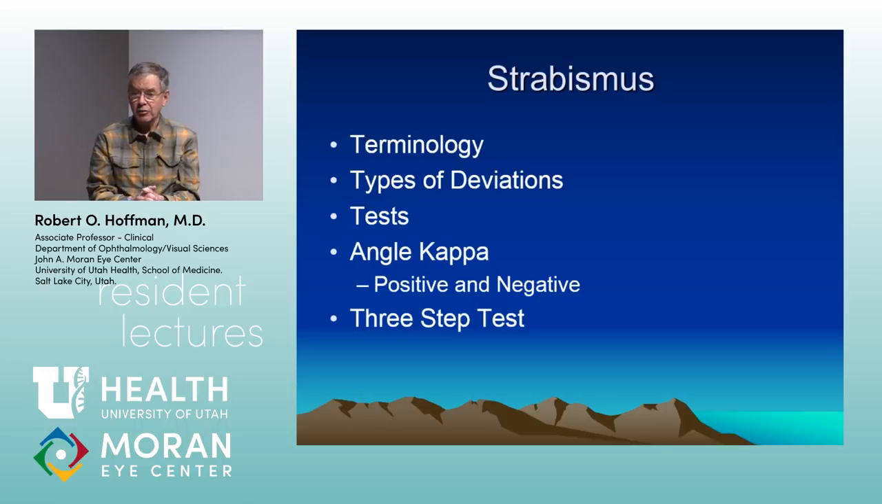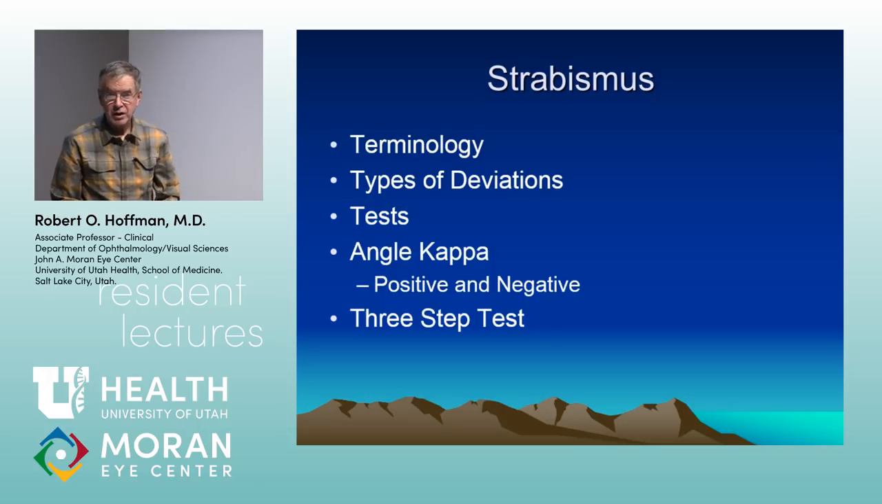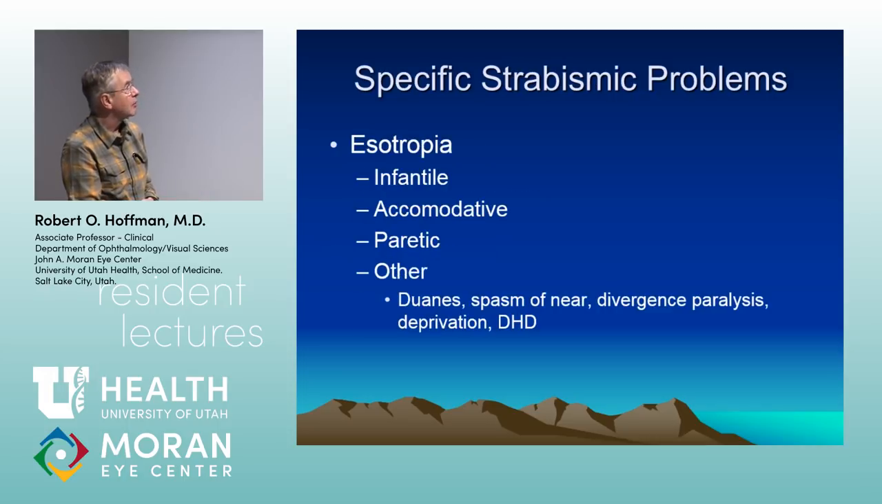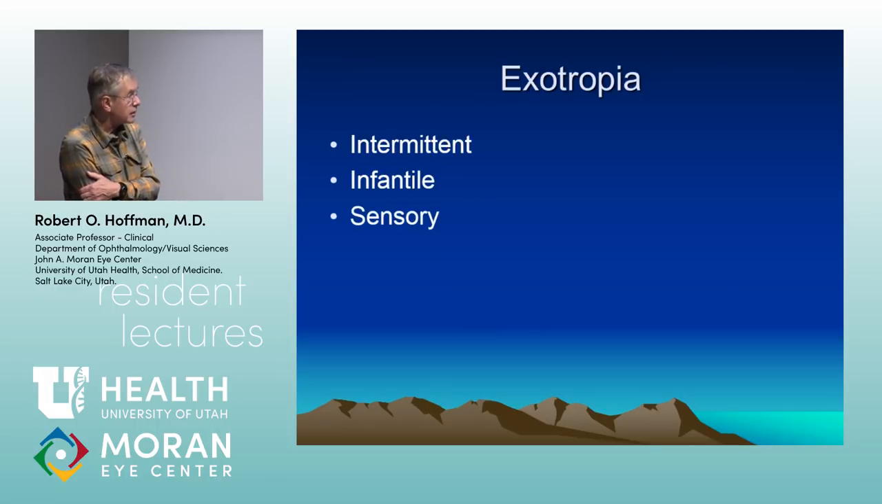They're going to develop amblyopia. That's one of the reasons that we wait and we look and measure and remeasure and make sure we know what the heck's going on. Three-step test will go through if it doesn't show up here in the next few slides. Now, infantile esotropia, accommodative, paretic, and other, and this includes Duane's, all of these issues, and intermittent exotropia.